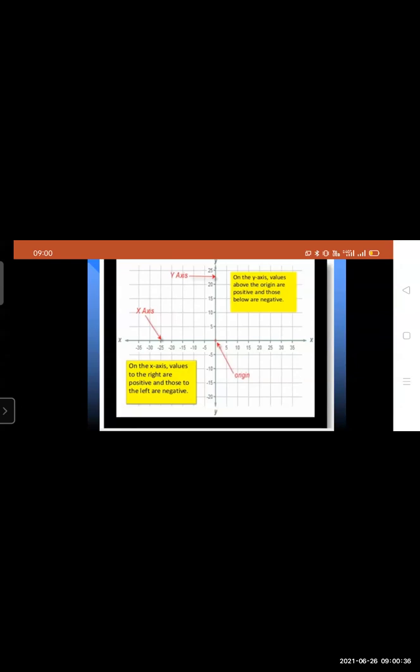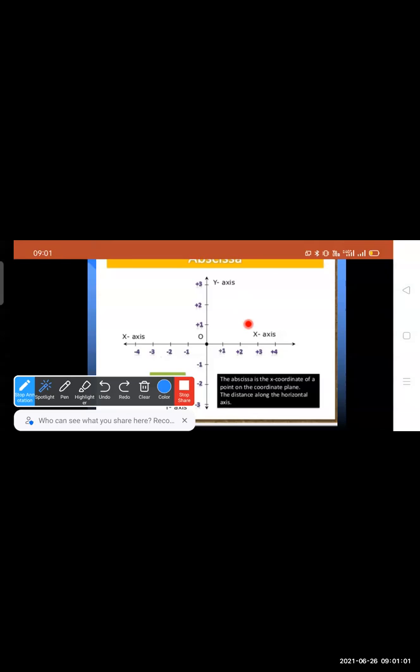Okay, so next slide we see abscissa. Abscissa means what? Abscissa is the x coordinate of the point on the coordinate plane, the distance along the horizontal axis. I explained in the previous slide that the horizontal axis is called the x-axis. Okay, so जो x-axis रहता है, x coordinate.